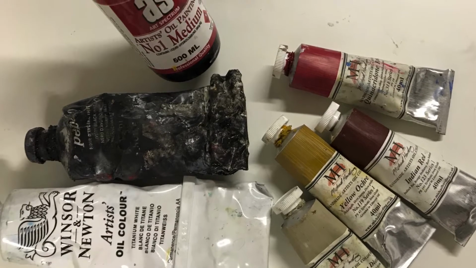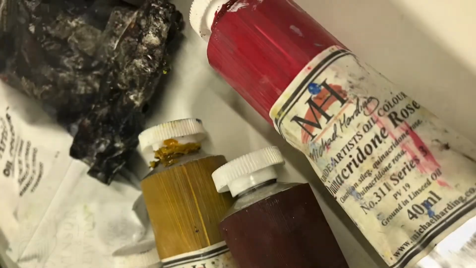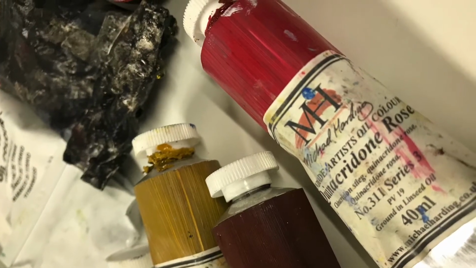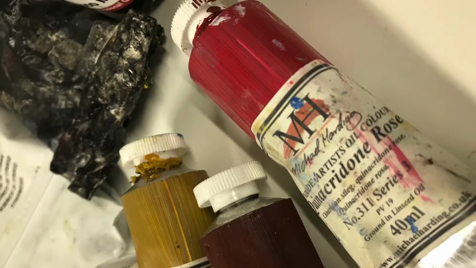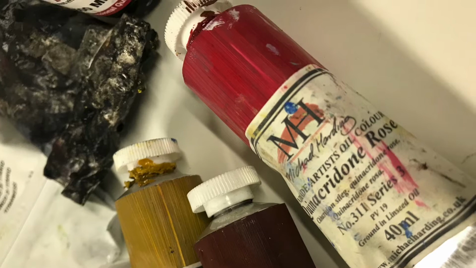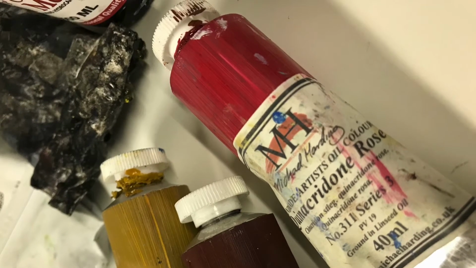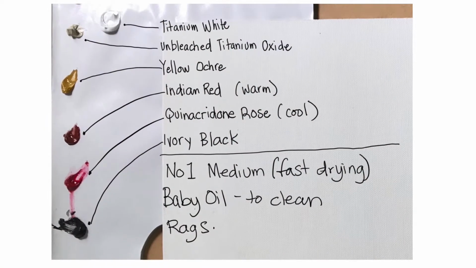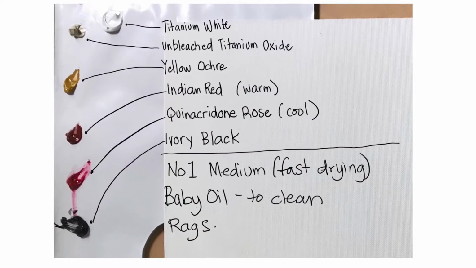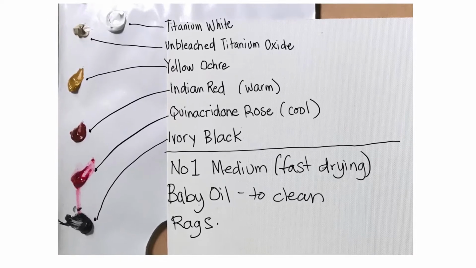You don't have to use these ones, but use some good quality paints anyways. I like to have a red and a yellow to mix an orangey color. I'd also like to have a black to tone things down and a white to lighten things. So these are the ones that I'm using today. I'm using a titanium white, an unbleached titanium oxide, a yellow ochre, an Indian red, which is warm, a rose color, which is cool, and an ivory black.